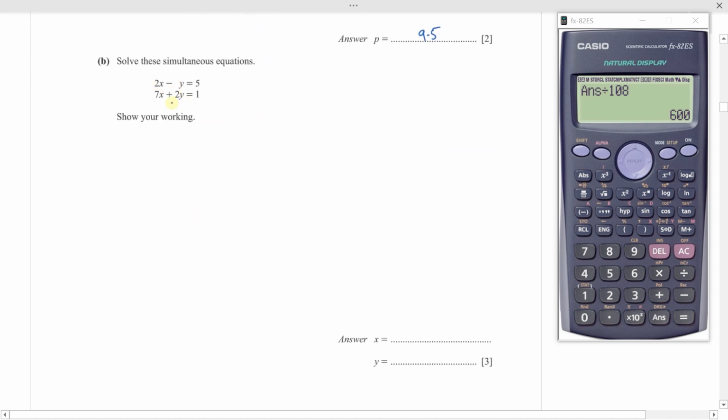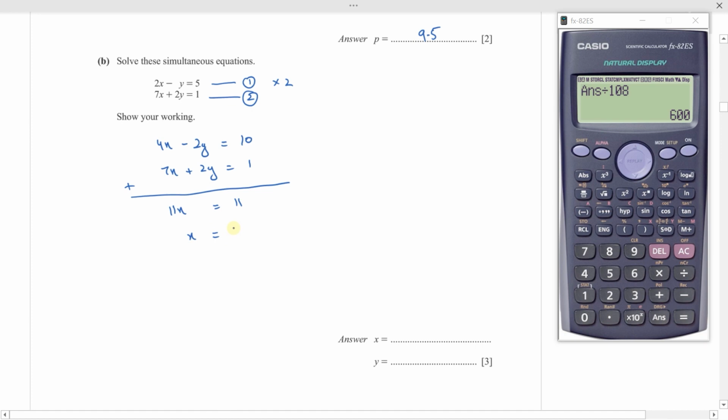The next part is solve these simultaneous equations. So you can use the substitution method or the elimination method. I'll use the elimination method. So this is my equation 1, this is equation 2. So I will multiply equation 1 by 2. So I will get 2 times 2, 4x minus 2y equals 10. And the other equation is 7x plus 2y equals 1. And then I can simply add these two equations, which will eliminate this variable y. So 7 plus 4 is 11x, 2y minus 2y will be 0, and 10 plus 1 is 11.